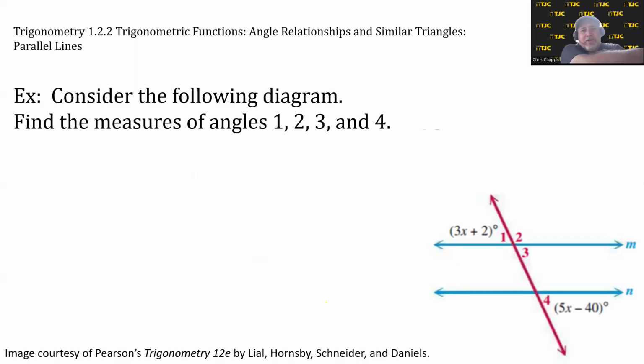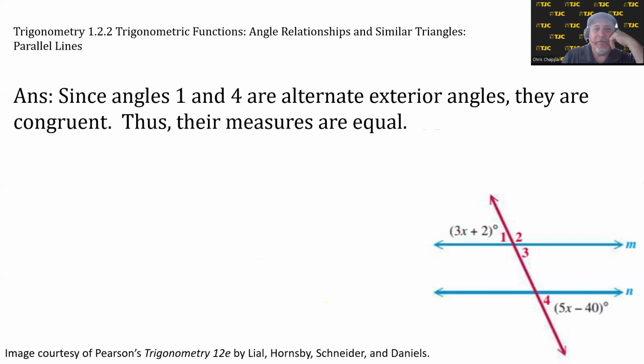Now we're going to take a look at a quick example where we consider this diagram and we're looking to find the measures of 4 angles. Now, how can we do this? Well, we have to connect the information that we're given into an equation that we can solve. So let's look at angles 1 and 4. They are alternate exterior angles. They're on the outside of the parallel lines, not adjacent, opposite sides. Alternate exterior, which makes them congruent.